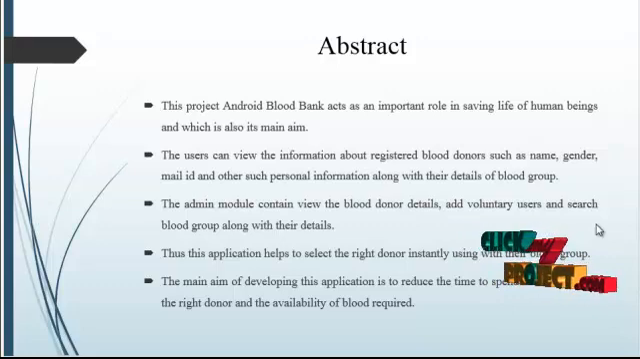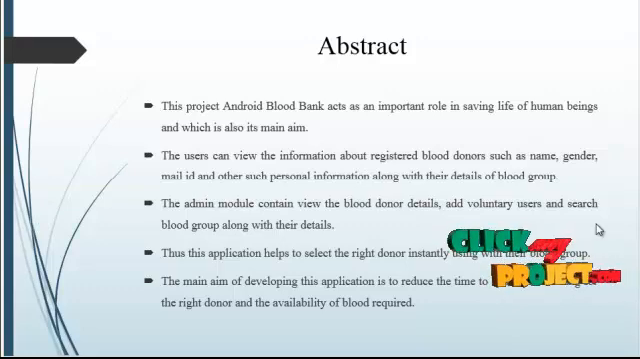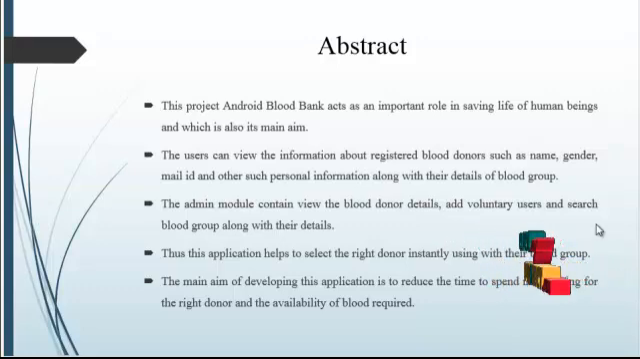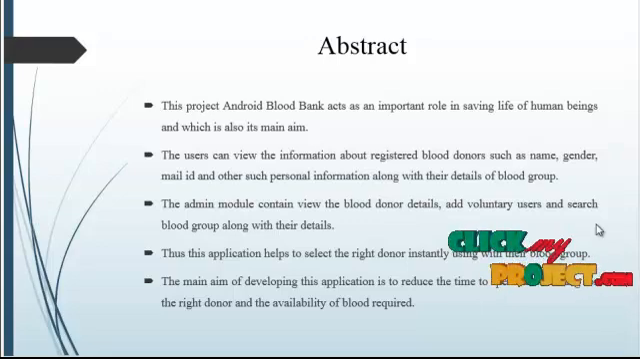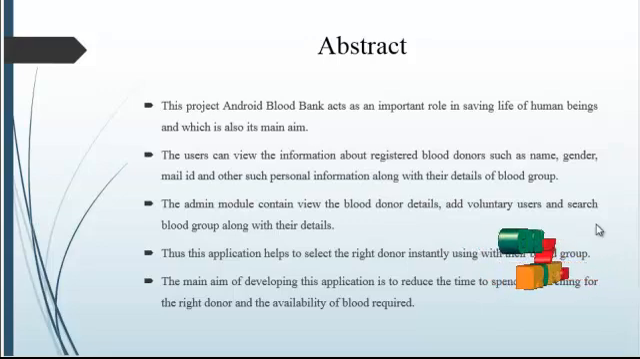The blood donors, first of all, should register details such as name, gender, mail ID, and other personal information along with the blood group. After registration, he or she logs in to the page and can update their details also. The admin module can view the blood donor details, add voluntary users, and search blood group along with the details. When we require a particular blood group, we search our details, display blood donor details, and send SMS to the particular donors also.